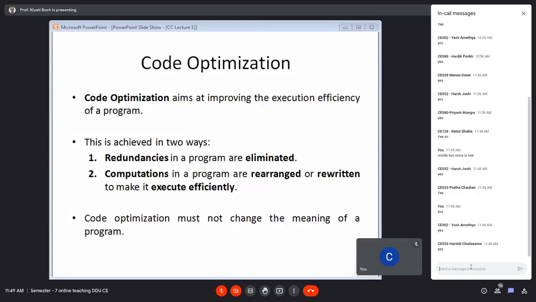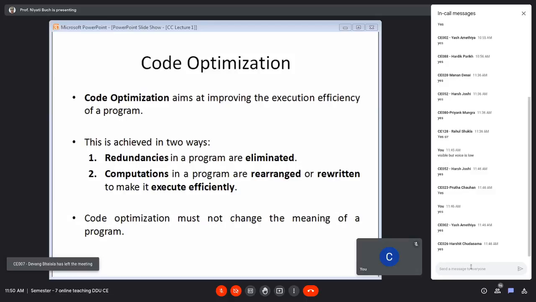There are two ways by which you can achieve code optimization. First, you try to eliminate the redundancies in a program. There are many redundancies in our code, and if they are eliminated, our code gets optimized. We will learn different algorithms that will help us reduce or totally eliminate the redundancies in our program. These algorithms will be classified into two categories, global and local, depending on the need.